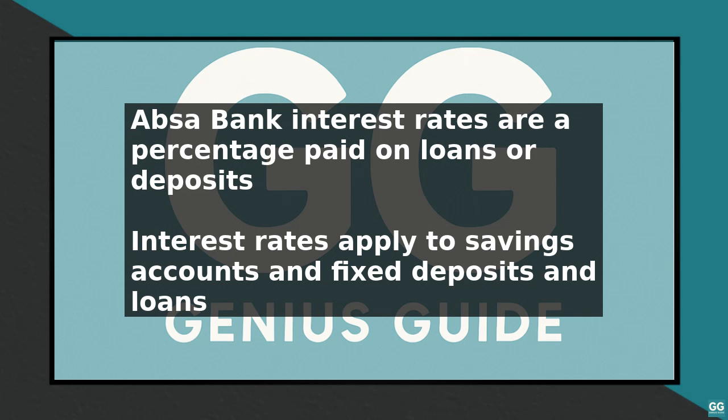First, let's start with the basics. An interest rate is a percentage at which interest is paid on a loan or deposit. In the case of Absa Bank, interest rates are applied to various products such as savings accounts, fixed deposits, and loans. To understand how interest rates work, let's consider a simple example.